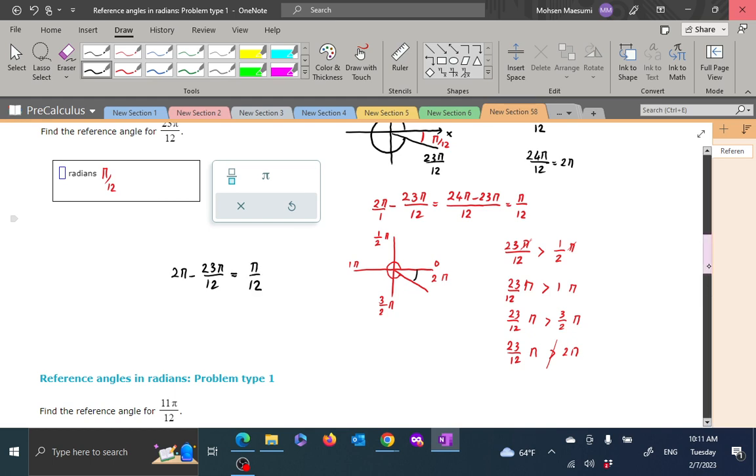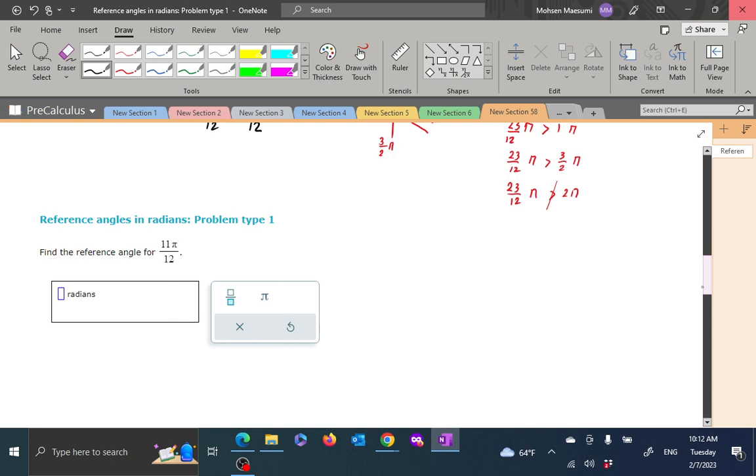Let's try another example: 11 pi over 12. Let's go through the same practice. So we have, starting at 0 pi, 1/2 of pi, 1 pi, 3/2 of pi, and 2 pi.